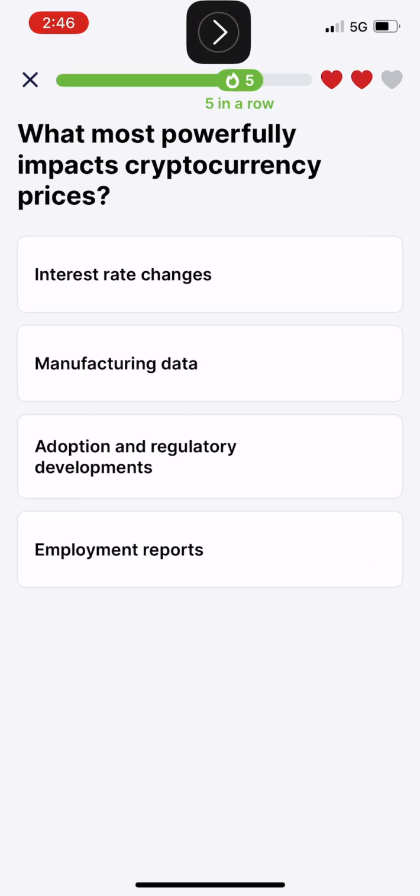Five in a row. What most powerfully impacts cryptocurrency prices? Interest rate changes, manufacturing data, adoption and regulatory developments, employment reports.